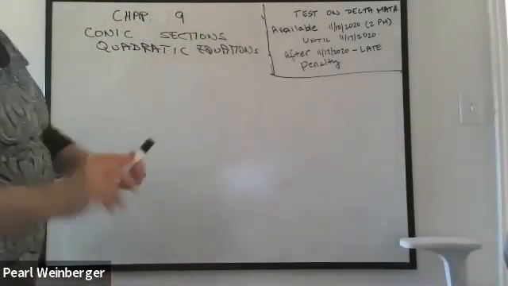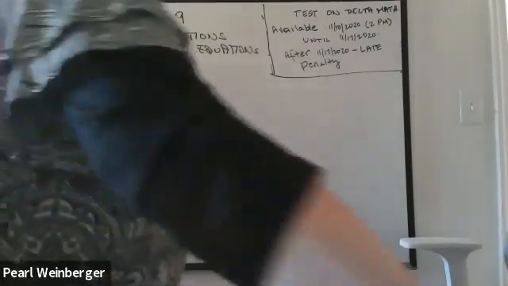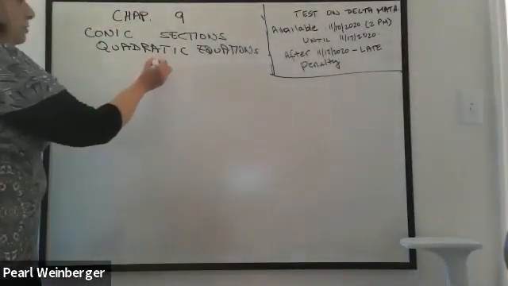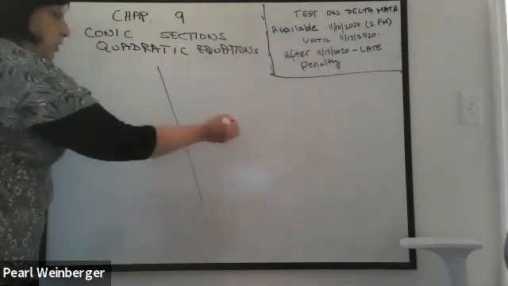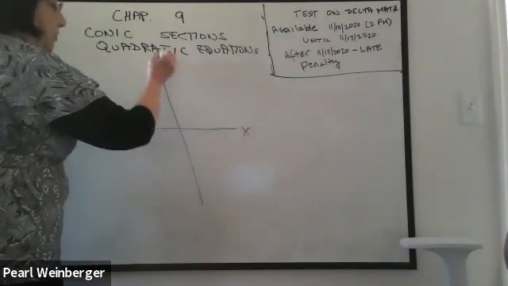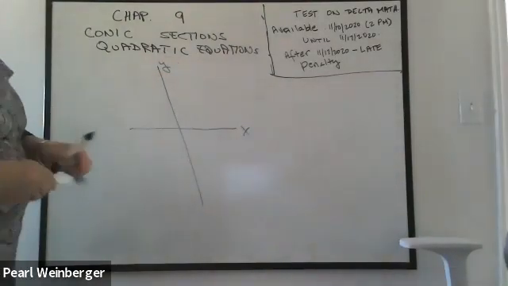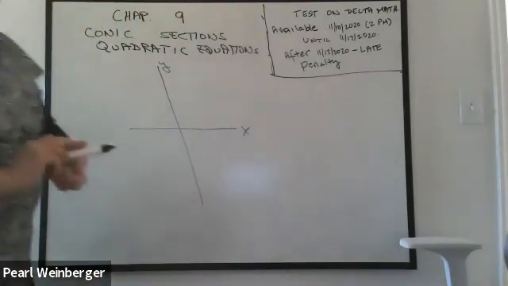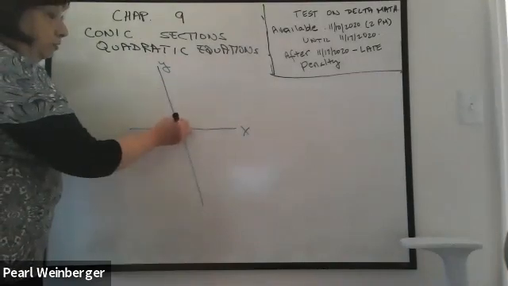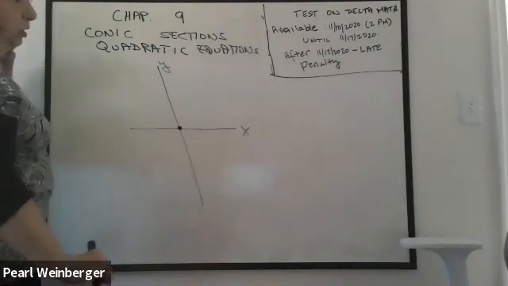Remember, we're going to be talking about this in terms of what they look like on a graph. So we're going to be talking about their equations as they refer to the graph. So here's the graph. Remember, this is my x-axis and this is my y-axis. The simplest type of circle that you can get on a graph is a circle where the center is right at the origin of the graph.